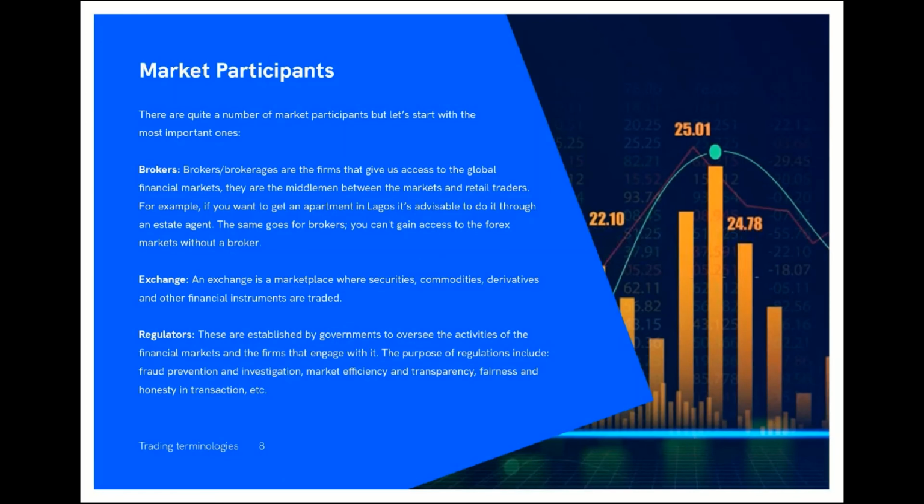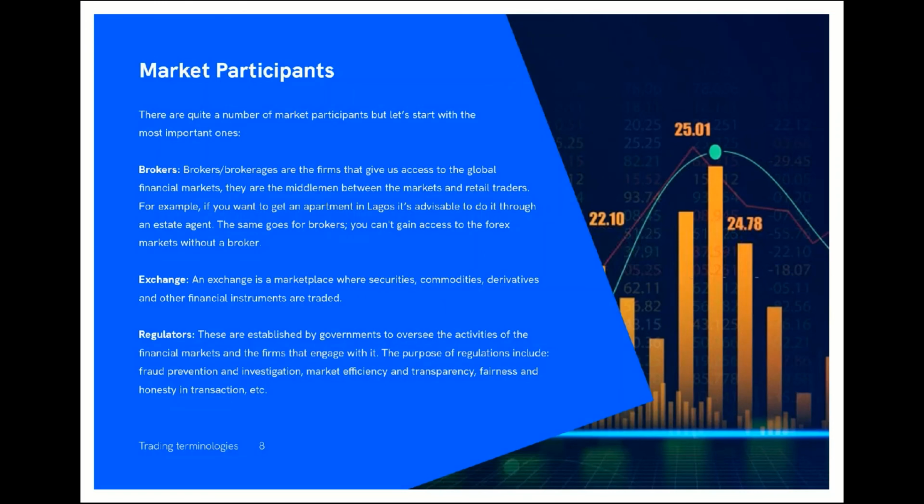Let's talk about market participants. There are quite a number of market participants, but let's start with the most important ones. Brokers are firms that give you as a trader access to trade the global financial markets. They are the middleman between the markets and the retail traders, you and I.